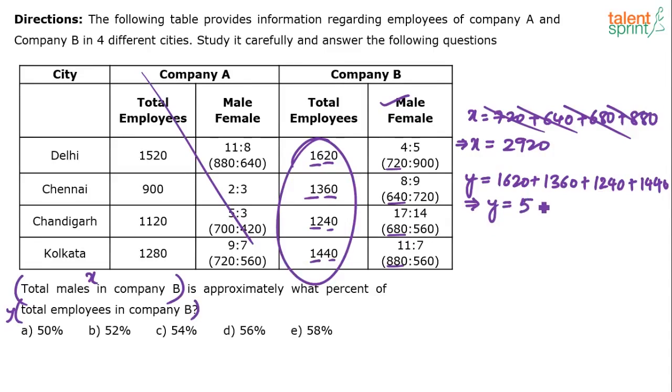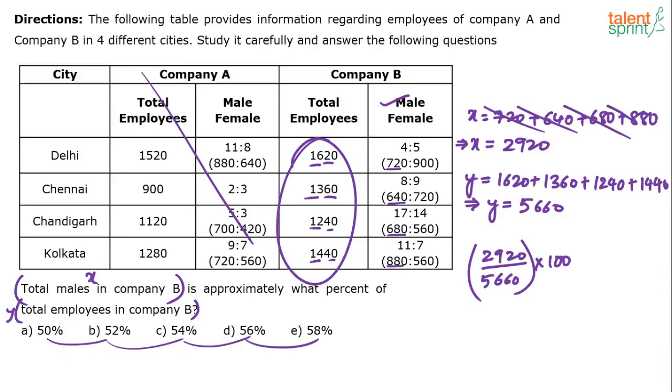Now, X is what percentage of Y? X by Y into 100. So your answer should be 2920 divided by 5660 into 100. Now what's the answer? See, options are also kind of close: 50, 52, 54, 56, 58. These are all spaced out by 2%. So you have to be a little careful when you're doing the calculation.